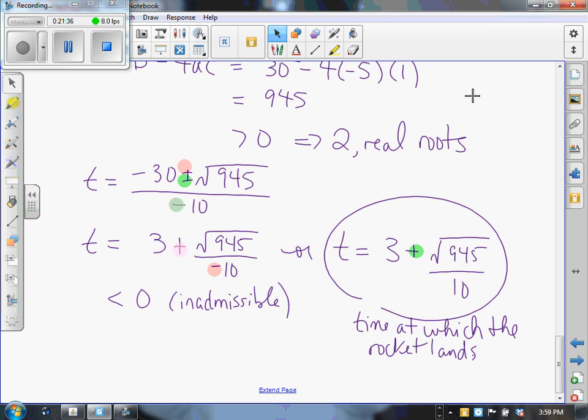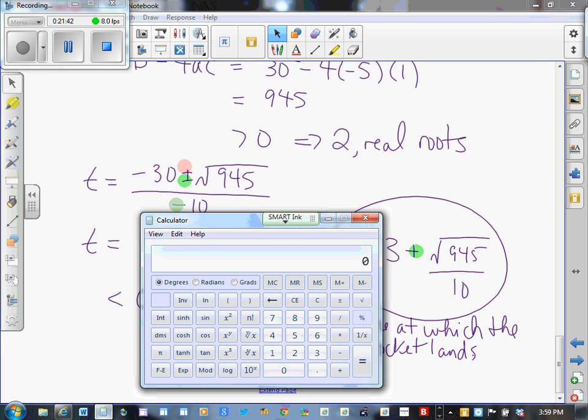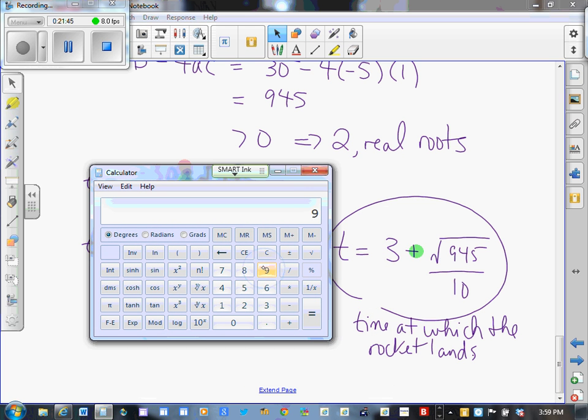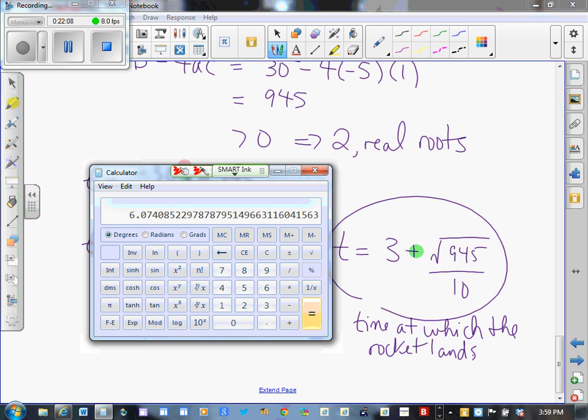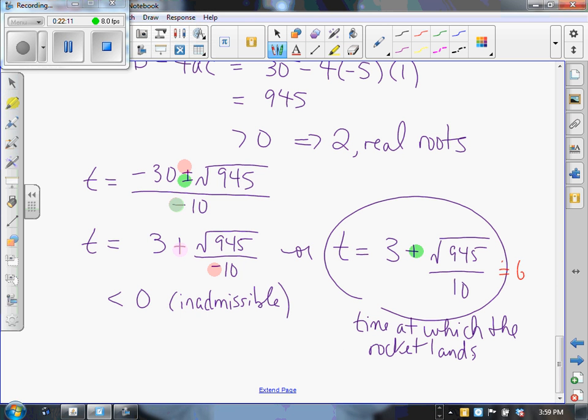Just to get an estimate on that value so that we have an idea of what the root of 945 looks like, let's figure that out. 30.7 and change, divide that by 10, 3.07, and then we'll add 3 to that, and we're looking at about 6.07. So to get the exact value in later work, we should use the radical value, but we will record 6.07 in approximation to that, and that's in seconds.